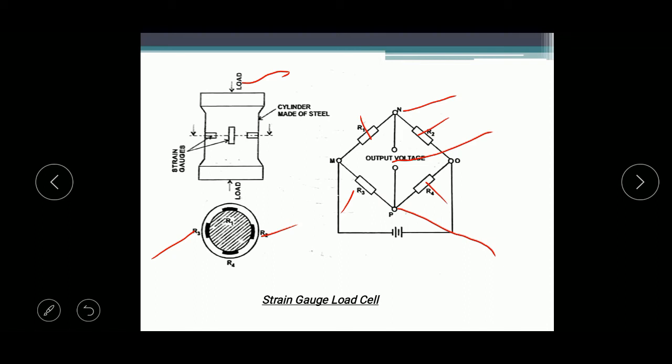Now the terminals N and P will be at different potential, meaning the galvanometer reading will differ. So that change in output voltage due to the applied force becomes a measure of the applied load, meaning applied force when calibrated. This is how the strain gauge load cell works. And we have to remember that strain gauge load cells are used when the load is not steady, and they are used in vehicle weigh bridges and tool force dynamometers.